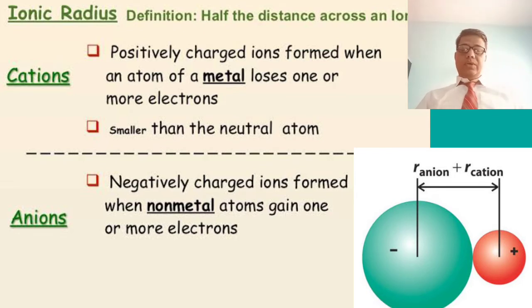The force of attraction between nucleus and electrons also goes on decreasing, or the distance between both increases. Therefore the radius, that is ionic radius, increases down a group. So these are the trends of ionic radius across a period and down a group.